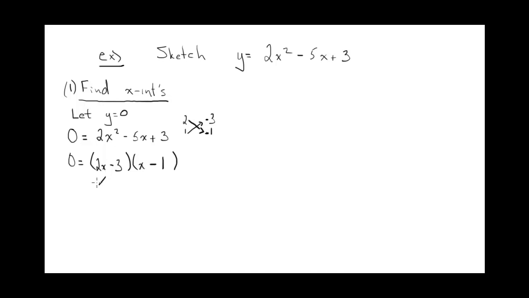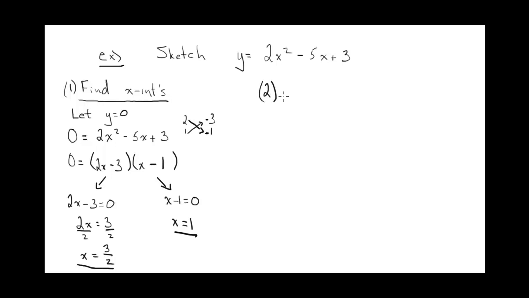Now I just need to solve this. So this bracket, 2x minus 3 equals 0. This bracket, x minus 1 equals 0. So we've got 2x, adding 3 to both sides. 2x equals 3, divide by 2. X equals 3 over 2. And over here, if we just add 1 to both sides, we get x equals 1. There are two X-intercepts.